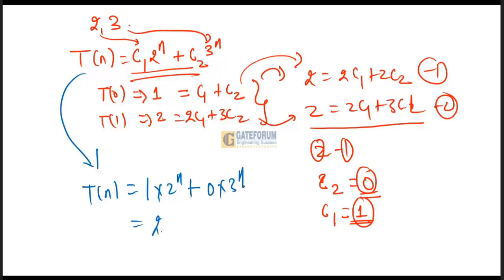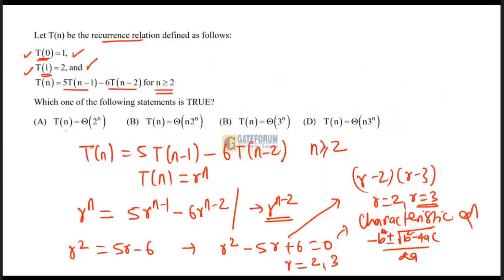So at the end we got 2 raised to the power n, right? So the answer will be theta of 2 raised to the power n. If you match the question, option A, Tn equal to theta of 2 raised to the power n. This question was asked from algorithm recurrence relation for 2 marks, right? Option A is the correct answer.